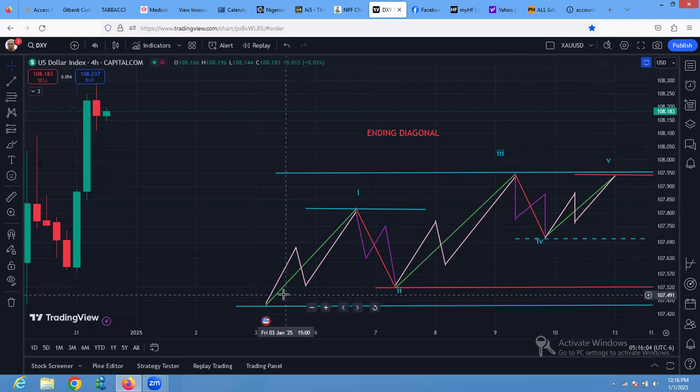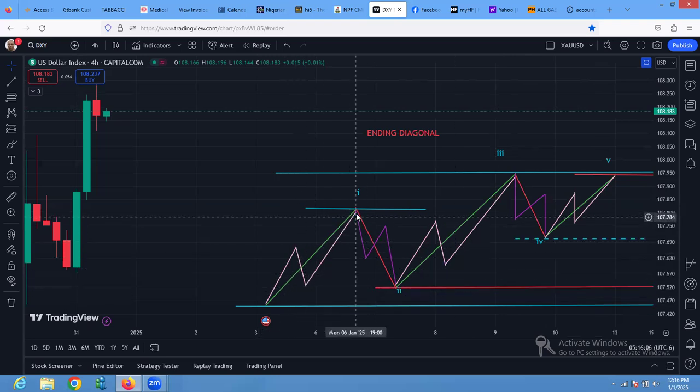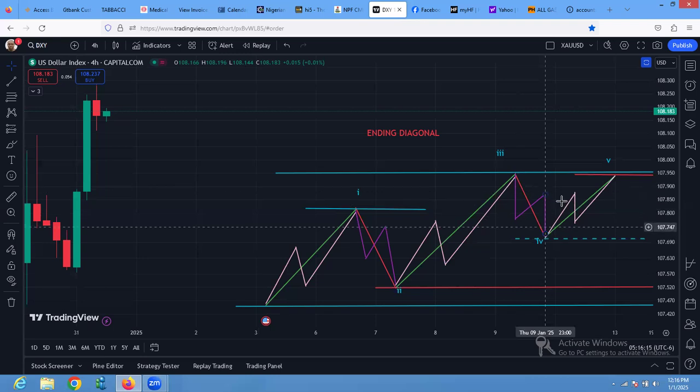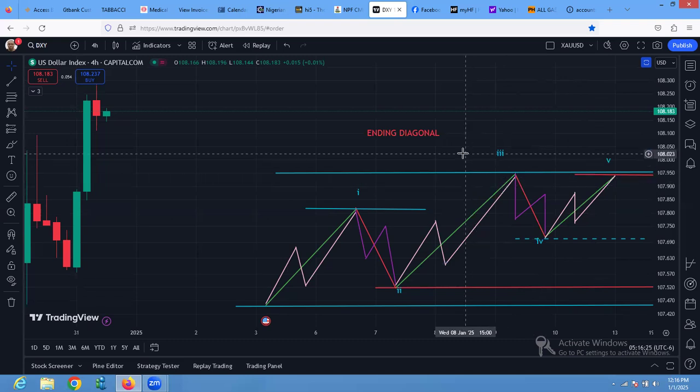You can see 1, 2, 3, ABC. That's the 3 waves in wave 1, 1, 2, 3 in purple, wave 2, 1, 2, 3 again, wave 3, 1, 2, 3, wave 4, 1, 2, 3, wave 5. So there are 3 waves that you will see. But the truncation and overlapping nature of those waves is what marks the ending diagonal. And that's what you see.